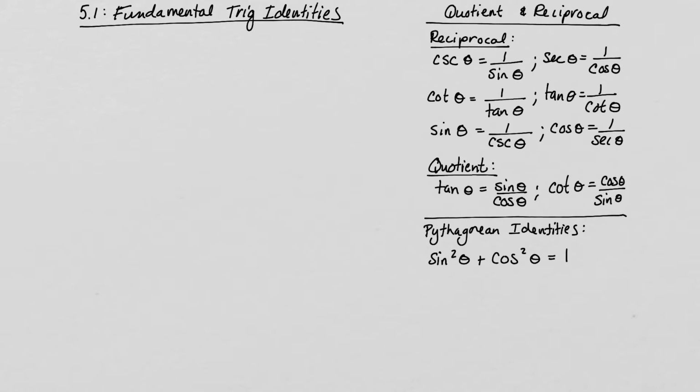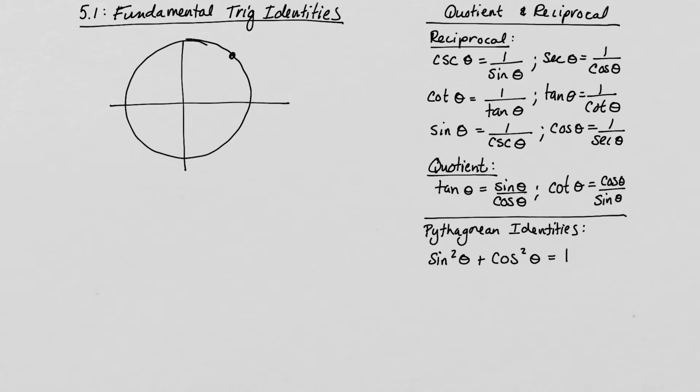But where the Pythagorean identities come from is, if I have some point on the unit circle, right? So here's the point x comma y. And we're on the unit circle, which means the hypotenuse is 1, right? So if you think about this triangle, this distance here is the x, and this distance here going up, that's the y.